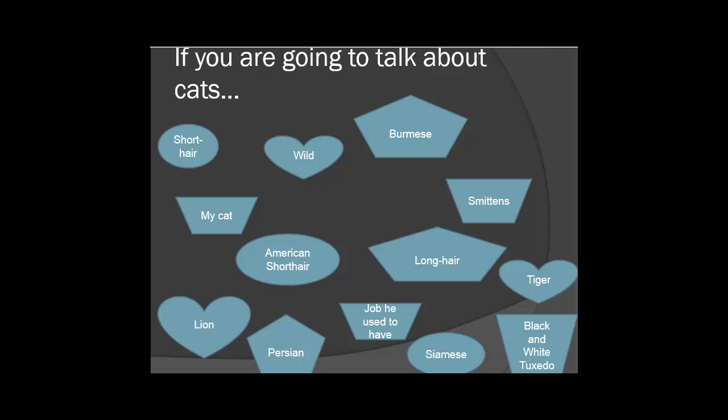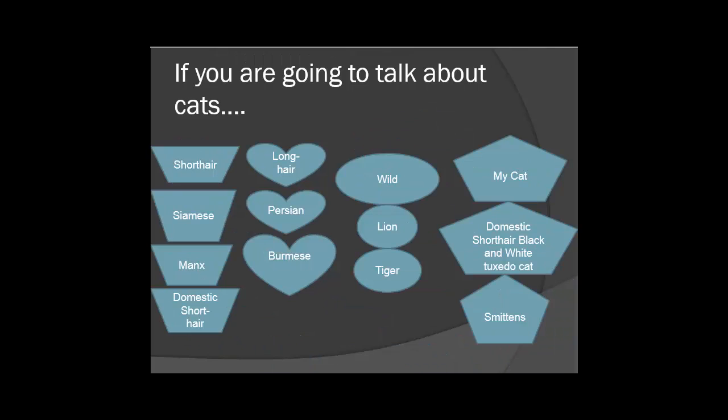So we take those basic bits of information and we try to cluster them together. So if I'm going to talk about cats, I am going to talk about these various topics. I'm going to talk about short-hair cats. I'm going to talk about long-hair cats, wild cats, and then my cat. So first thing I'm going to talk about short-hair cats, such as Siamese, a Manx, domestic short-hair. I'm going to tell everything I want to tell about short-hair cats in this one section.